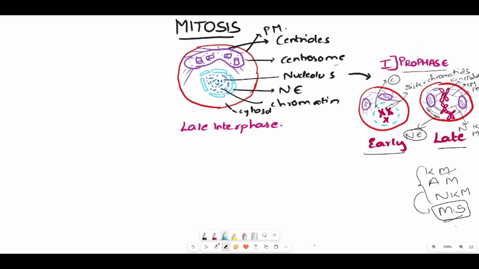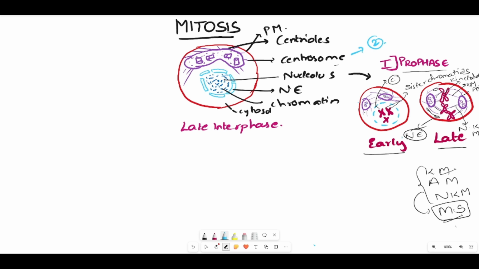Now what happens in this prophase? There are two stages: one is the early stage and the next one is the late stage. What happens in the early stage? There is a centrosome. This centrosome will be divided into two parts. These two divided parts will move to either pole of the cell. They will be present in between the kinetochore microtubules.